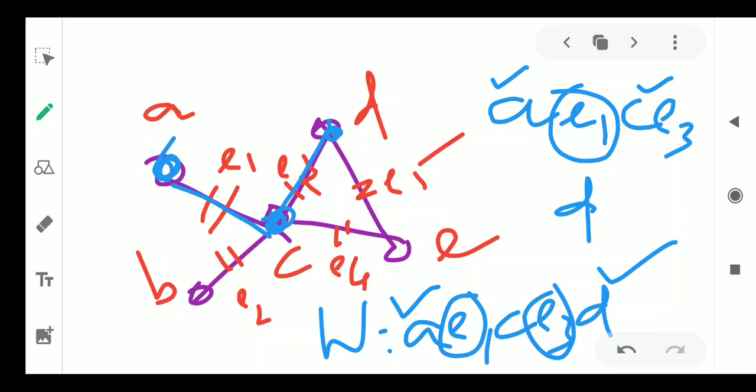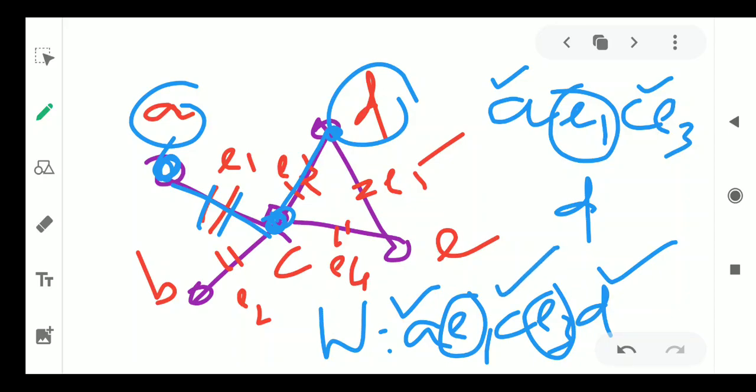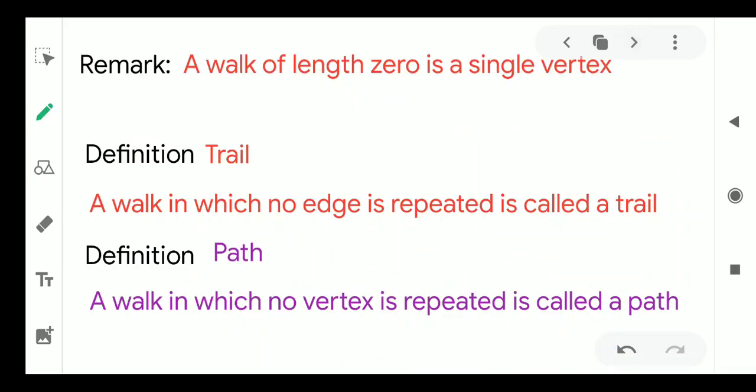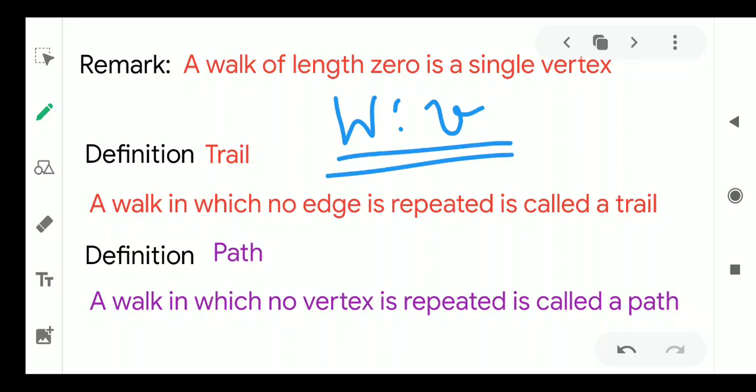So I have crossed over from A to D by using the edges E1 and E3, and in between I have traveled over the vertex C also. This A is called initial vertex of the walk and D is called final vertex of the walk. Length of the walk here is 2. Okay. A walk of length 0 is a single vertex. So if we have a W which is simply a vertex V, we say this is a walk of length 0. There is no edge at all.